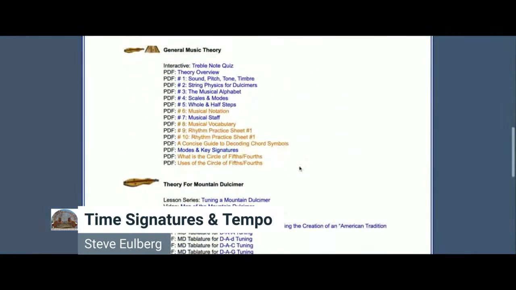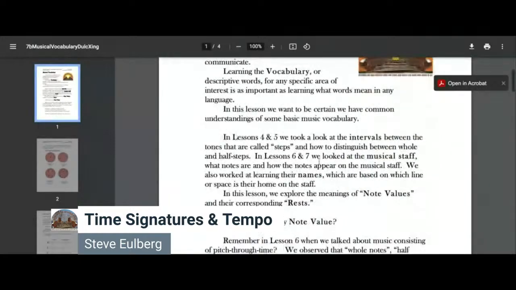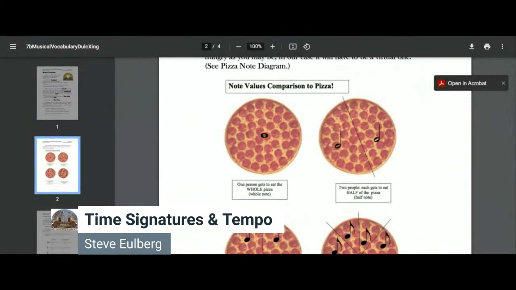And in the free section, under General Music Theory, we can see the music vocabulary. These are the things we talked about last week. But we're talking about note values, comparing them to a pizza. Okay, I need to share a new tab. Okay, this is from the free section, and we're on the second page, comparing note values to pizza.